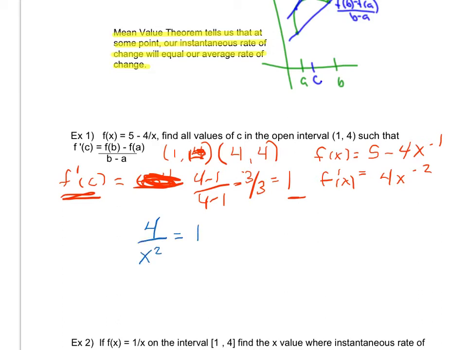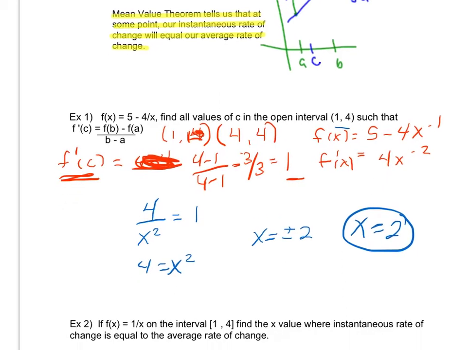Well, if I multiply both sides by x squared, I'll get when does 4 equal x squared. Well, if I take the plus or minus square root of both sides, I get x equals plus or minus 2. My interval only goes from 1 to 4, so I will not list the negative value, and I get x equals 2. So when x is 2, or when c is 2, call it whatever letter you want, my instantaneous rate of change is going to be equal to my average rate of change or my average slope.